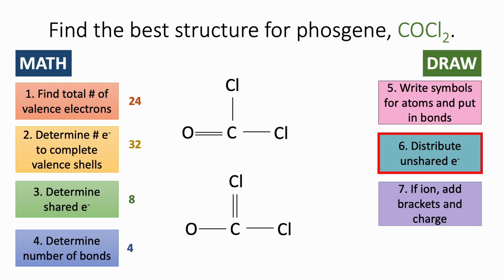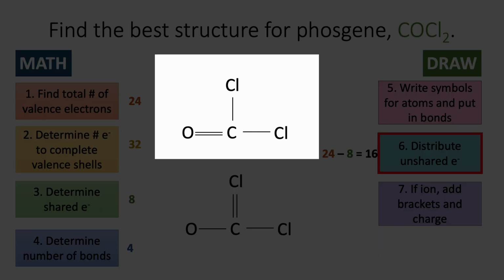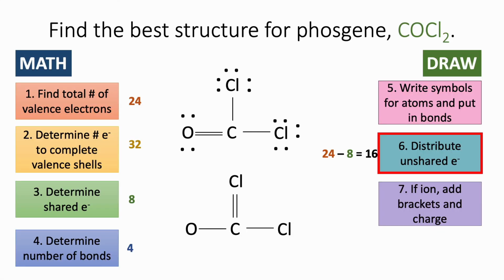So now let's distribute unshared electrons for each of these structures. We started with 24 electrons. We've used 8. That leaves us with 16. So the oxygen in this structure has 4 shared electrons. It needs 4 more. The chlorines each have 2 shared electrons, so they each need 6. And so 6, 6, and 4 is 16. We've used all of our electrons.